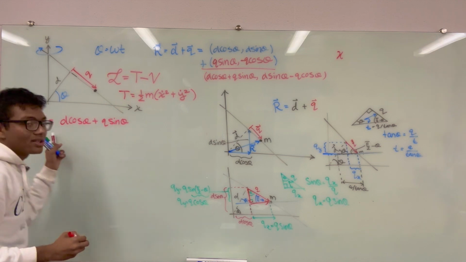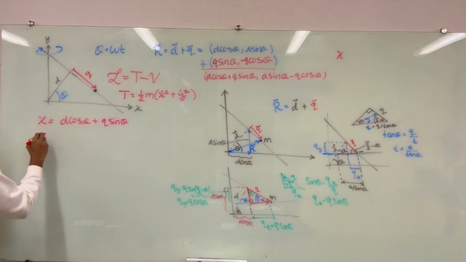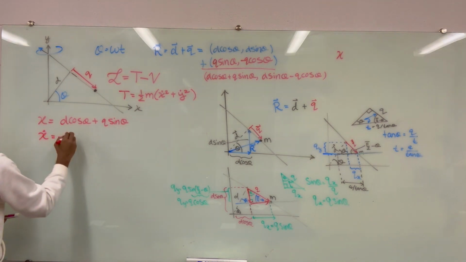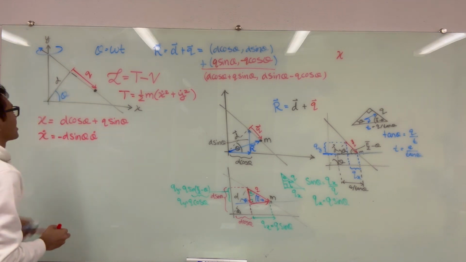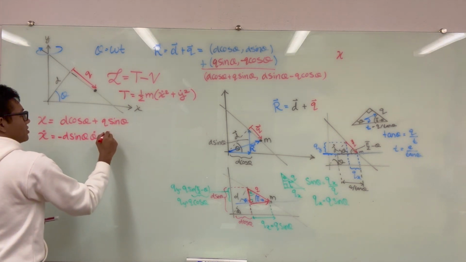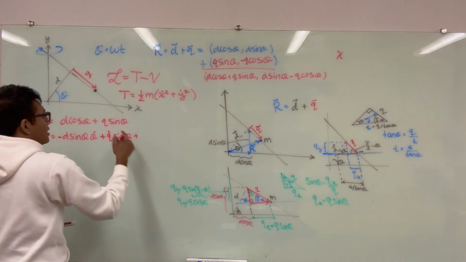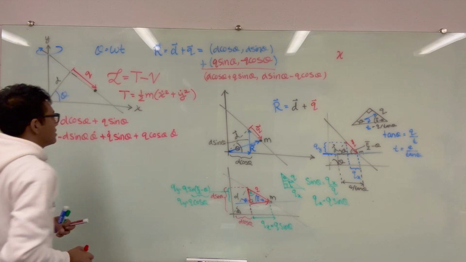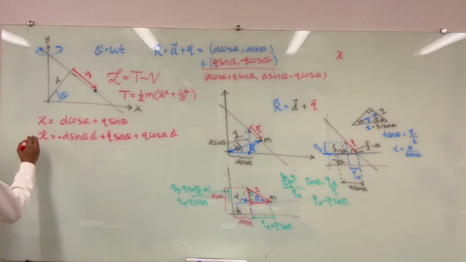And now we have to compute x dot, right? We have to take the derivative of this. So take the time derivative of x, and we get what? Well, this is minus d sine theta, theta dot, because d doesn't change, d is just a constant. And here, we have to do the product rule because q can change. The bead can move up and down the wire, so q dot sine theta, and then plus q cosine theta, theta dot.